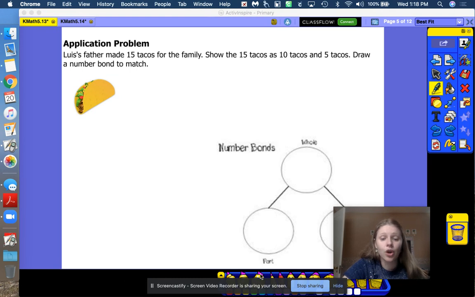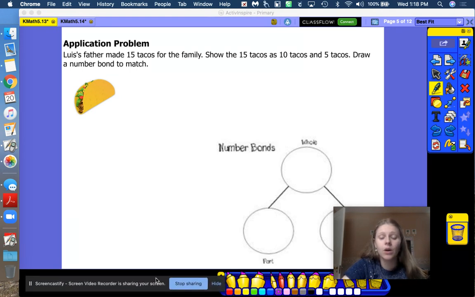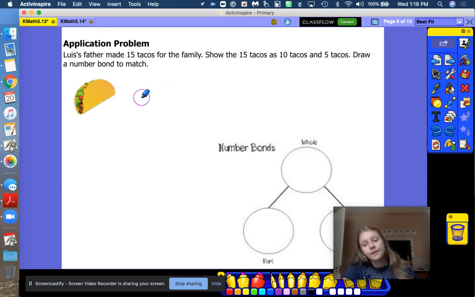I need you to show me the 15 tacos. So go ahead and get a marker or a pencil, and I want you to make 15 tacos with me. I'm gonna make big tacos. Remember, we want to show these 15 tacos in a lot of different ways. So show me what you know. I want to see a picture, a number sentence, and fill in this number bond or the number bond on your paper. It can be a real quick one. It doesn't have to be perfect.